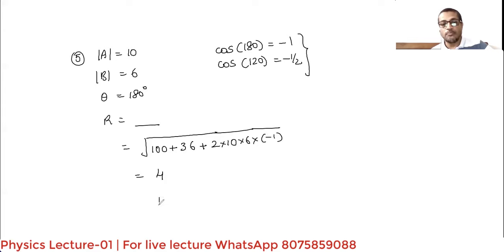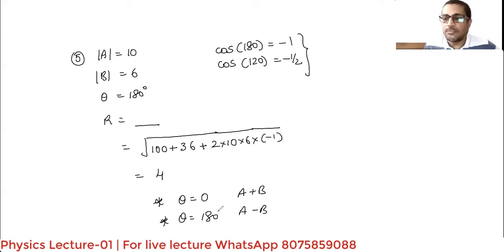So here are two important points. Whenever theta is equal to 0, then you can just add A and B, as if they are just scalars, you can directly add them. Whenever theta is equal to 180, then you have to do A minus B, because 10 minus 6 is 4. If theta is not 0 or 180, then you will have to use root of A square plus B square plus 2AB cos theta, and then you will get the result.